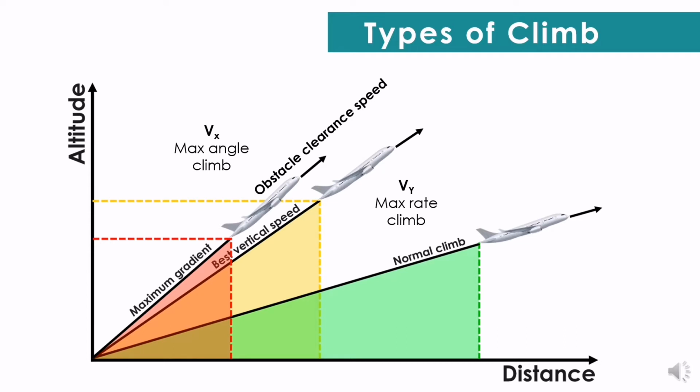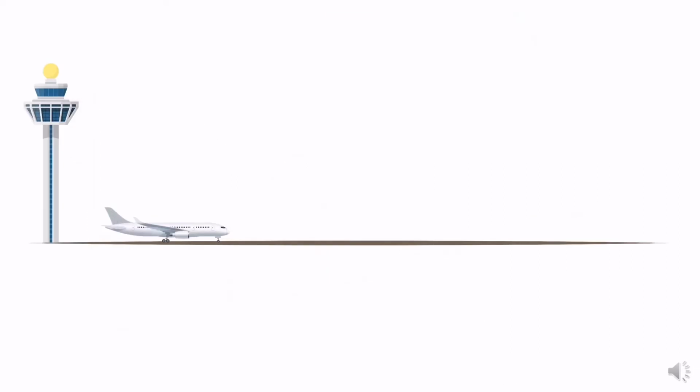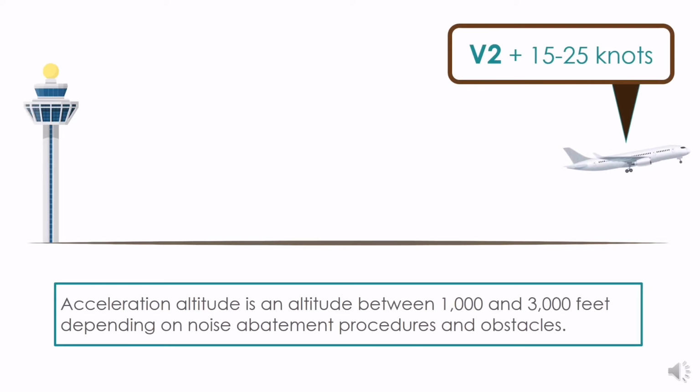Each type of climb can be selected by the pilot in the flight management computer. The flight management computer will calculate the airspeed for each type of climb. After takeoff, an aircraft will fly at a speed of V2 plus 15 to 25 knots until passing acceleration altitude. Acceleration altitude is an altitude between 1,000 and 3,000 feet depending on noise abatement procedures and obstacles.